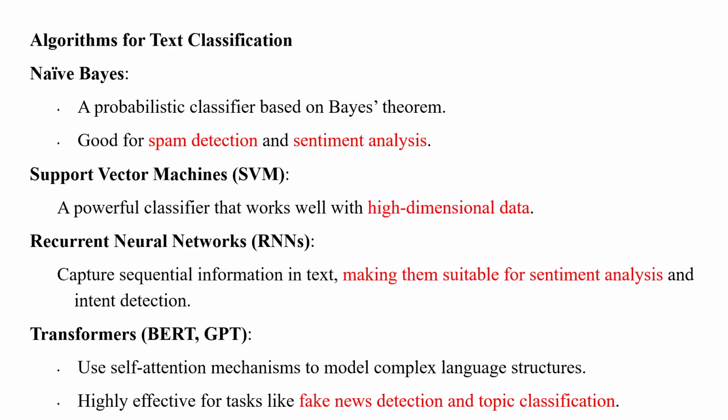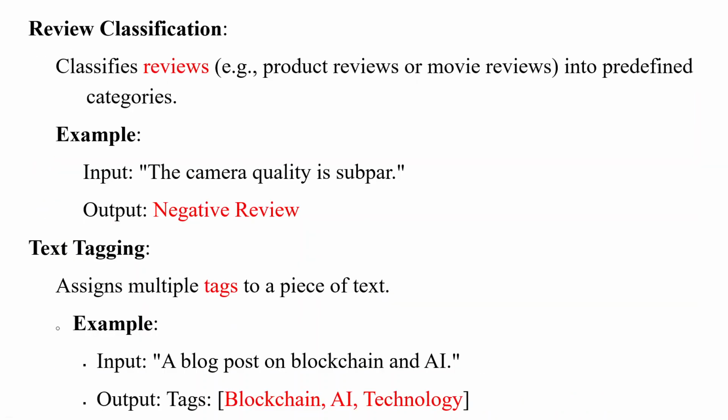These are the algorithms we already studied in ML. Naive Bayes is good for text data in text classification. It's good for spam detection and sentiment analysis. If you want to predict the labels for spam detection and sentiment analysis, the best classification algorithm in text classification is Naive Bayes. And if you want to deal with high dimensional data, you use support vector machine. And for intent detection, I will revise that example.